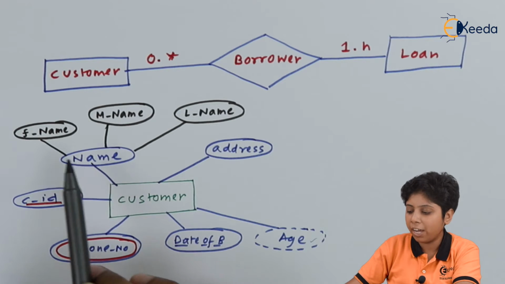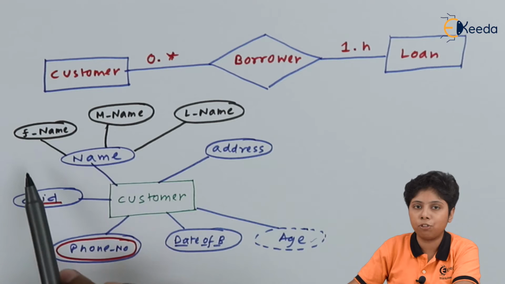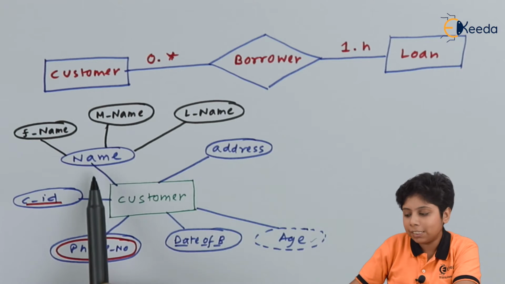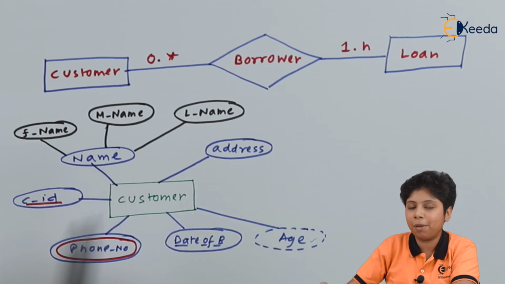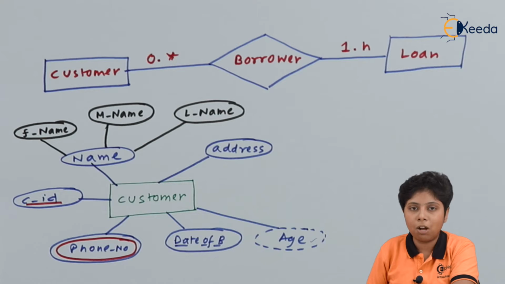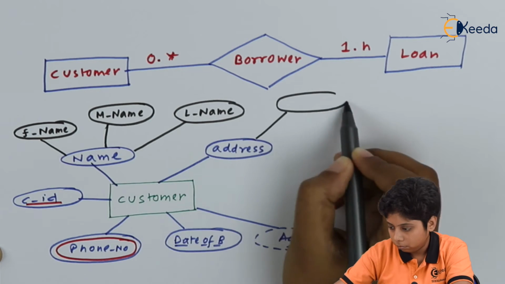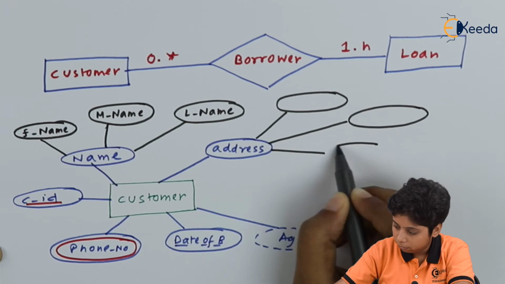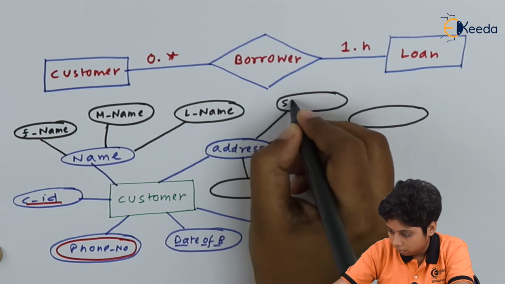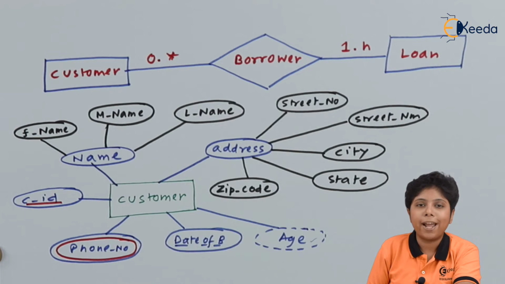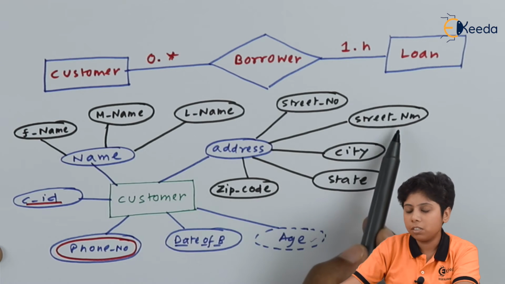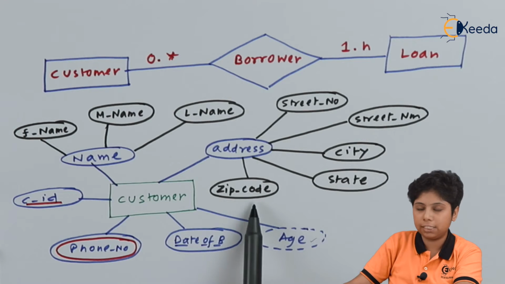Now we are specifying the attributes that attach to the attribute as a relation. So the name attribute represents a relation which has F name, M name and L name as its attributes. The same goes for the address. Let's look at the fields that we can attach to the address attribute. An address can have street number, street name, city, state and zip code.